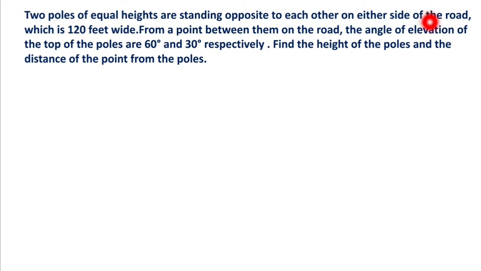So, one is on the left side, one is on the right side, and the 120 feet becomes the width of the road. And from a point between them on the road, the angle of elevations of the poles are 60 degrees and 30 degrees. Here observe that the poles are of same height. When we are observing the top of the poles from a point between them, that means on the road, one angle is 60 degrees, another angle is 30 degrees. So that means clearly the point is not the midpoint of the poles. So one pole is near to the point and another pole is far away from that point.